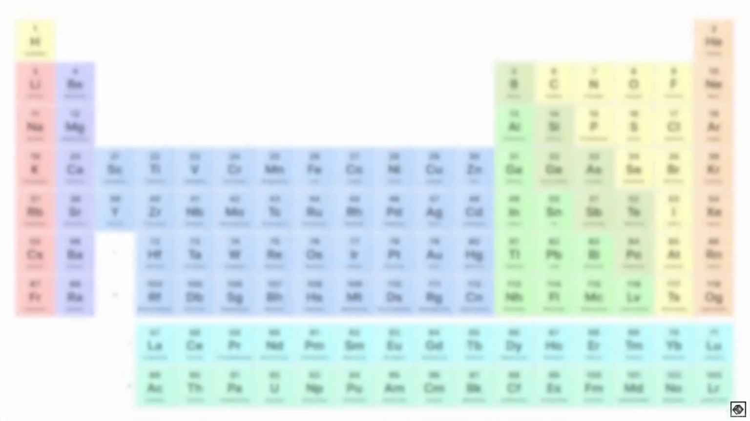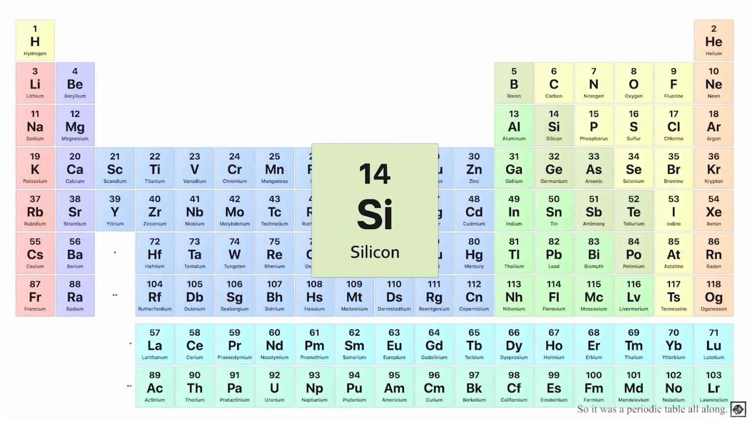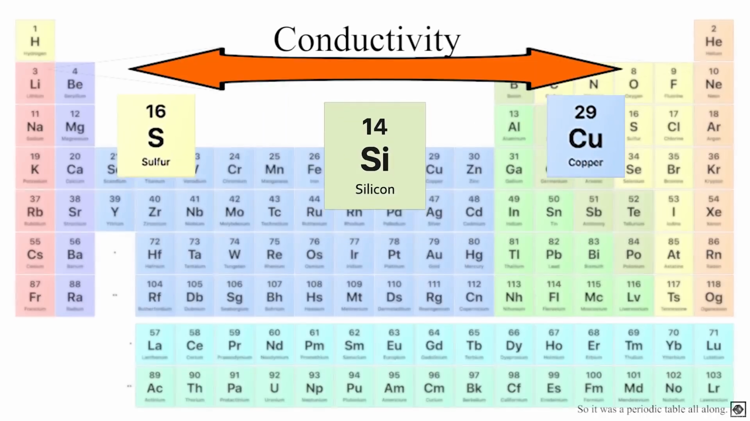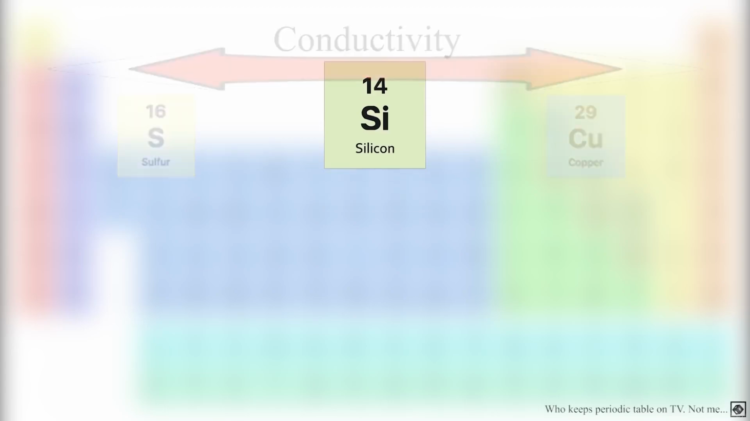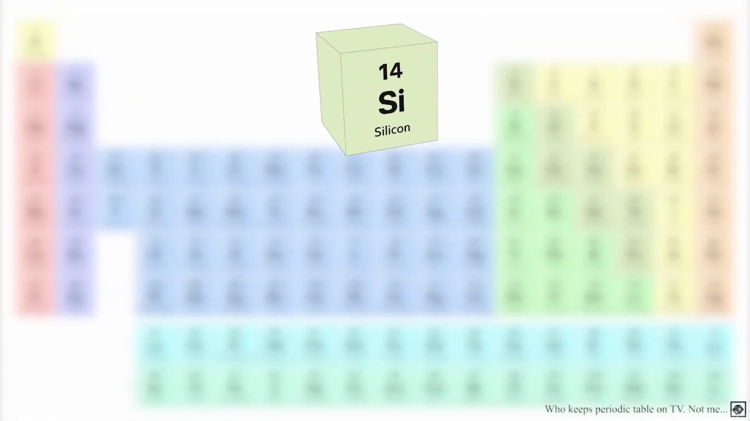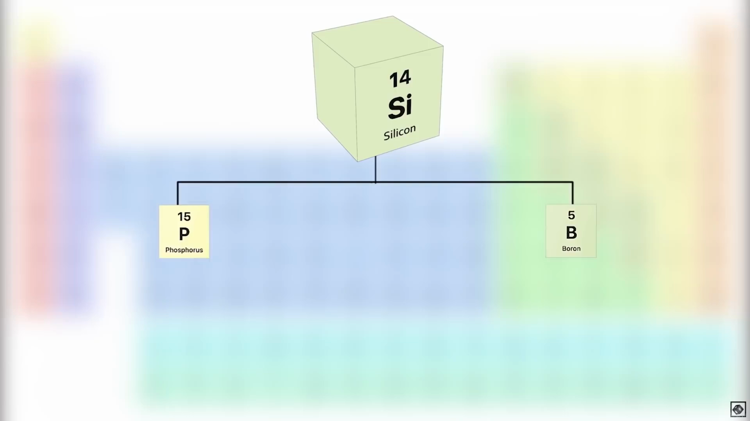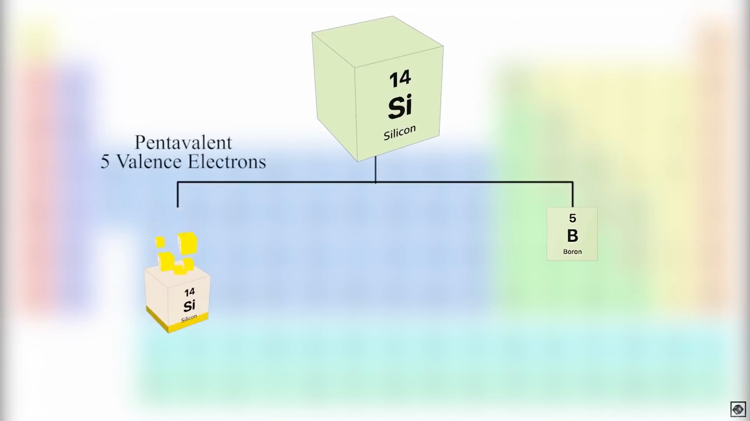A MOSFET is made from a semiconductor material such as silicon. Semiconductors have conductivity between conductors and insulators. Hence, to make a semiconductor a good conductor, we introduce impurities in the pure crystal. There are two types of impurities that are added. If the impurities are pentavalent, then the resulting semiconductor is N-type.